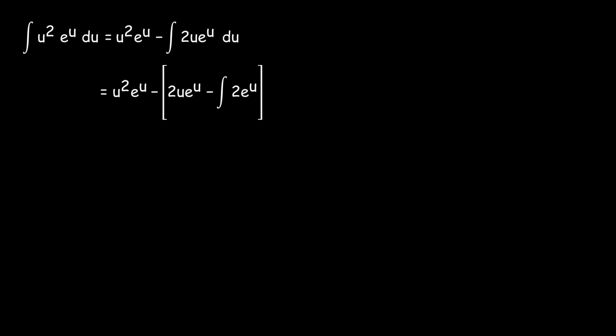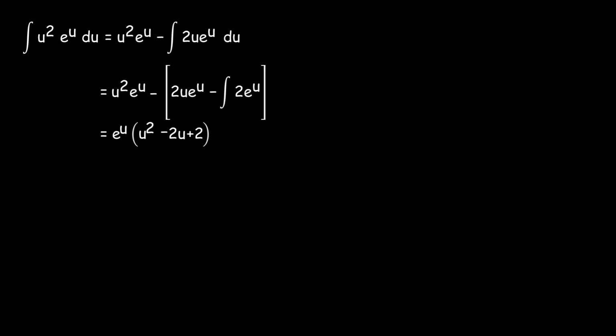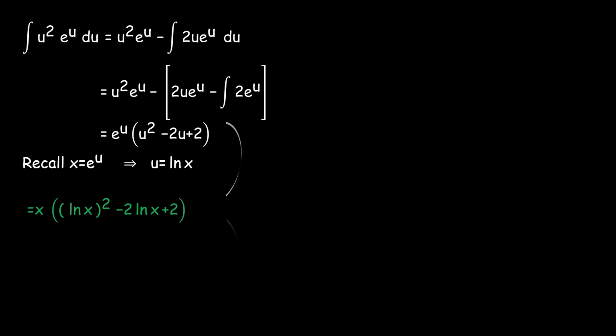That last bit is very easy to integrate. It would stay the same as 2 e to the power u. So now we are going to factorize the equation, and then we make sure that we plug back in the values of u. So remember, u would be ln x, so our final equation would be x brackets (ln x) all squared minus 2 ln x plus 2.